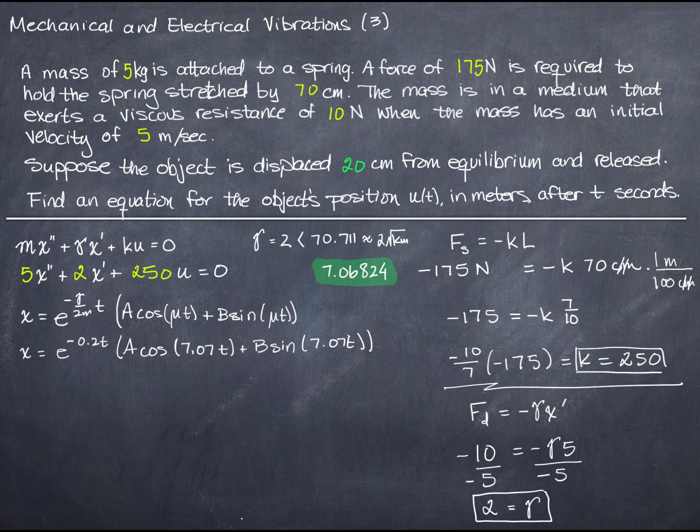Now, here's something that we need to pay close attention to in this part of the problem. The object is displaced 20 centimeters from equilibrium. So if this is my spring attached to the ceiling here, my mass is down here, and I pull it down.